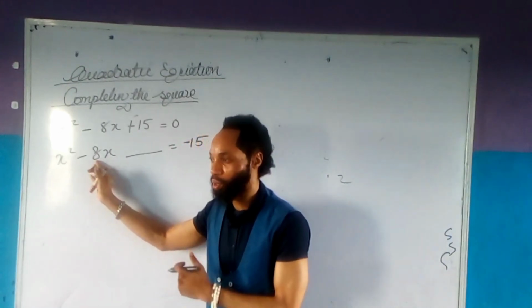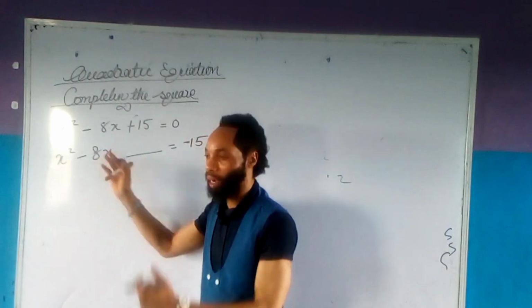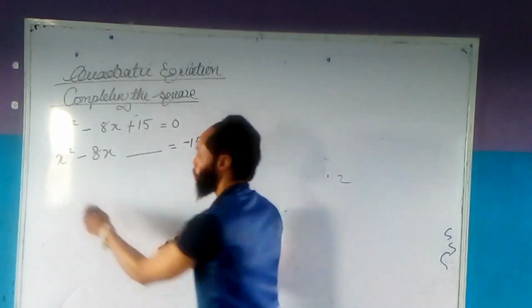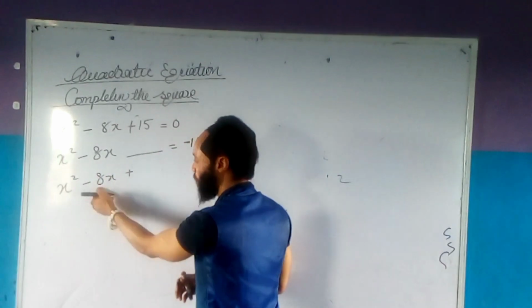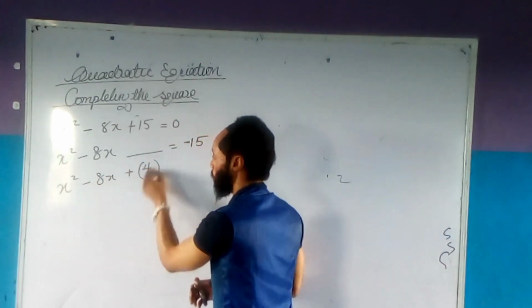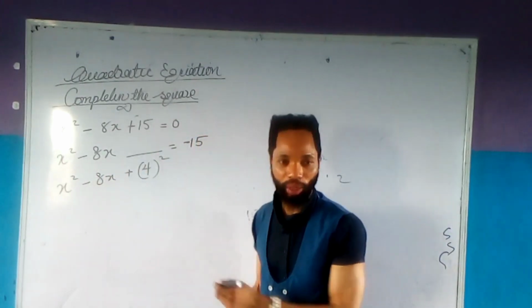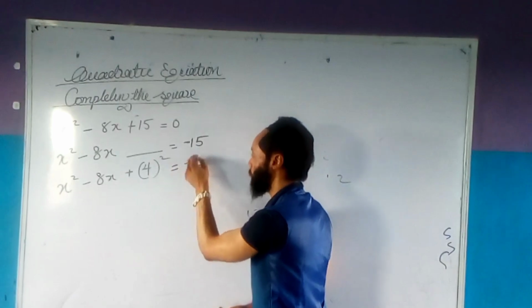Half of this number is 4. So whatever half of the number is, we square it. So we have x squared minus 8x. What are we adding? Half of this number, then you square it. Are you with me? Equals, we have negative 15 here.